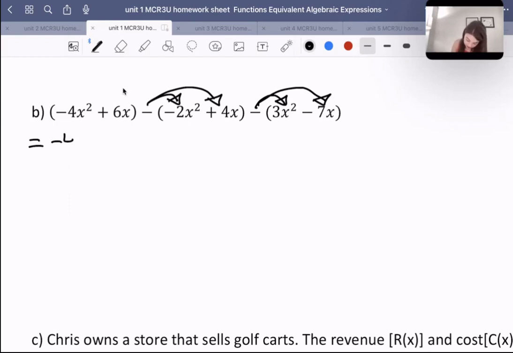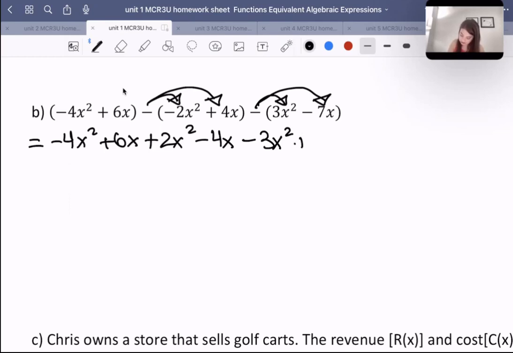So we have negative 4x squared plus 6x, and then negative minus negative 2x squared, which is going to be plus 2x squared, then minus 4x, since the negative gets distributed there as well. Then we have minus 3x squared and plus 7x.